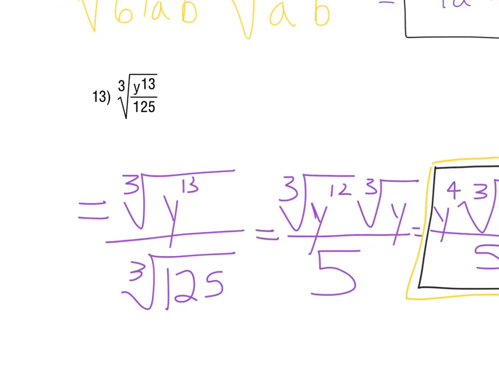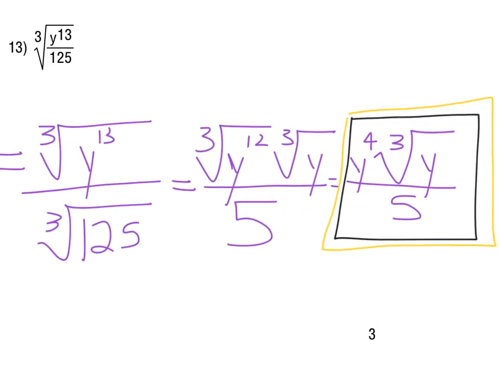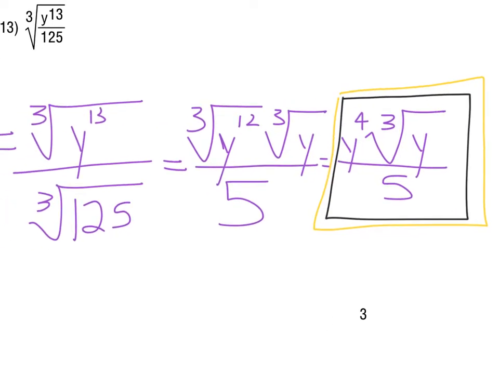Let's see. So cube rooting y to the 13th over 125. Again, I would start by thinking of it as cube root over a cube root. Cube root of 125 is 5, and for the cube root of y to the 13th, 13 is not a multiple of 3, but the largest multiple of 3 that's less than 13 would be 12, so that's why we split it up as y to the 12th and just a plain y. And then you cube root y to the 12th, and you get y to the 4th, so we still have that y to the 4th times the cube root of y over 5. That's what we're looking at for that one.